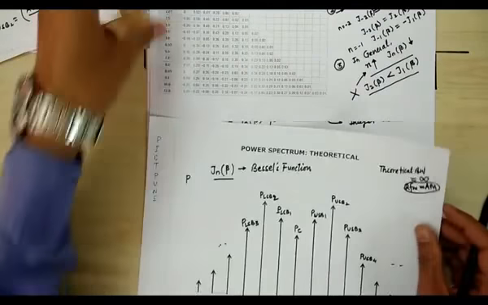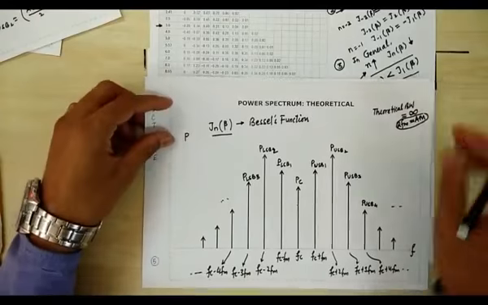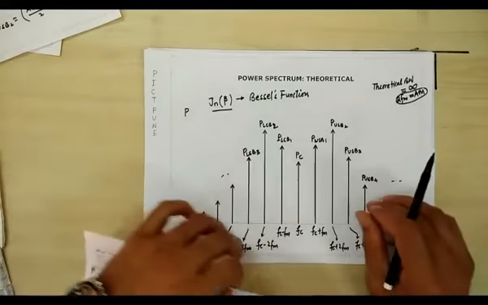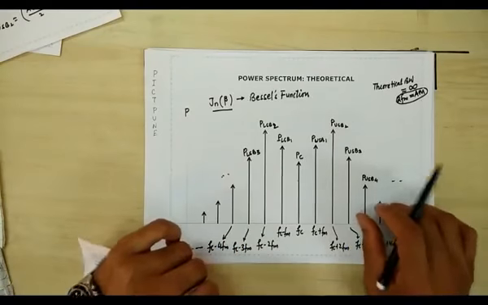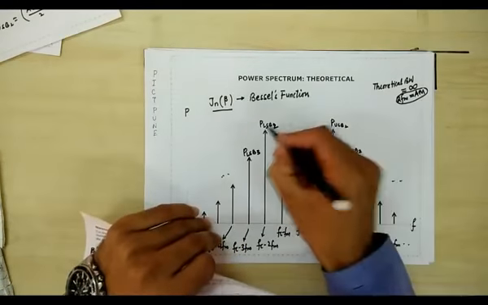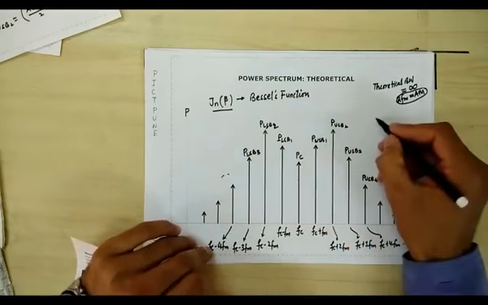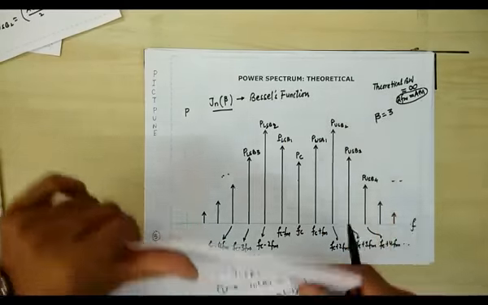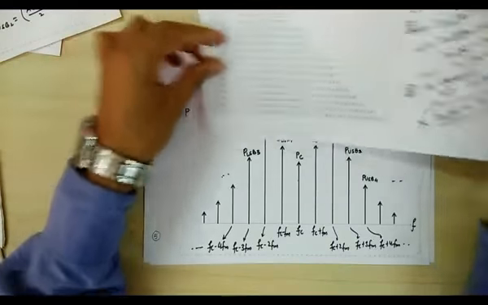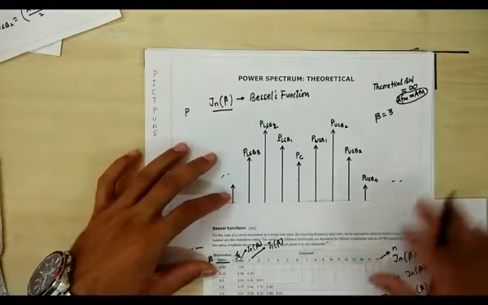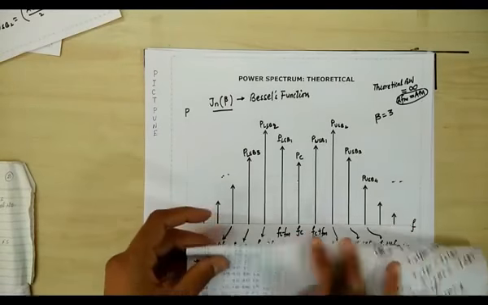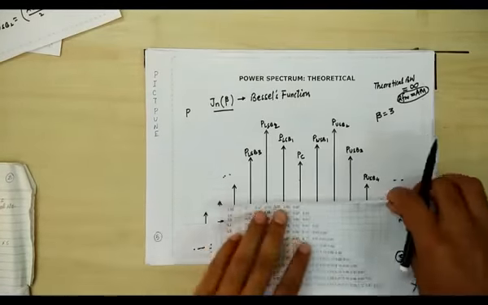By learning this Jn(beta), now we can see this spectrum again. So this is the spectrum that we have derived. We have plotted this spectrum for beta equal to 3. We can also verify it from the table. If you want to read this value, this is 3.